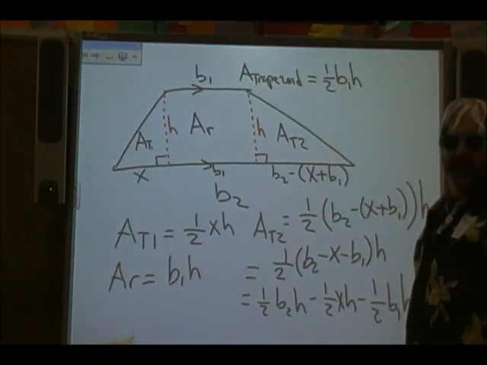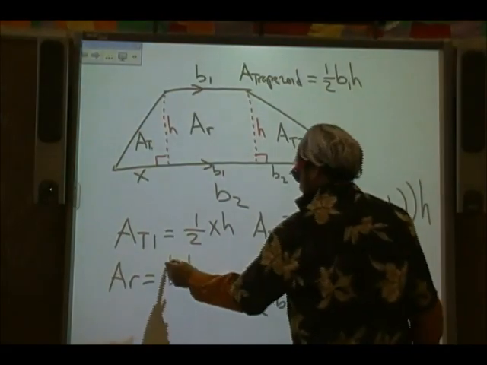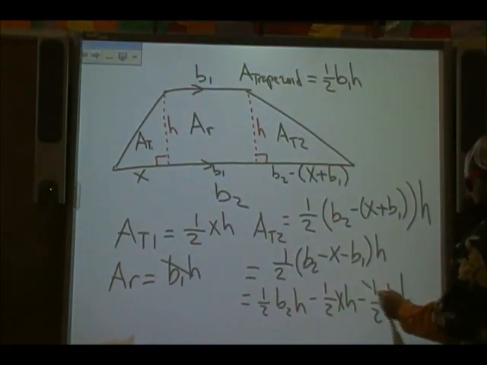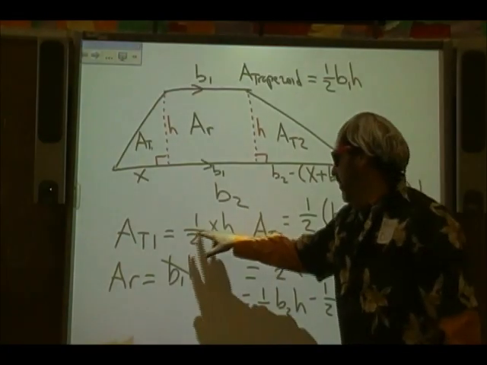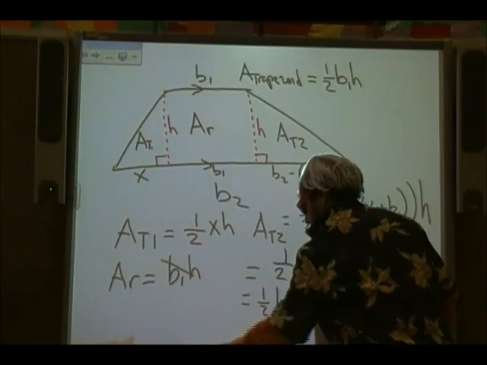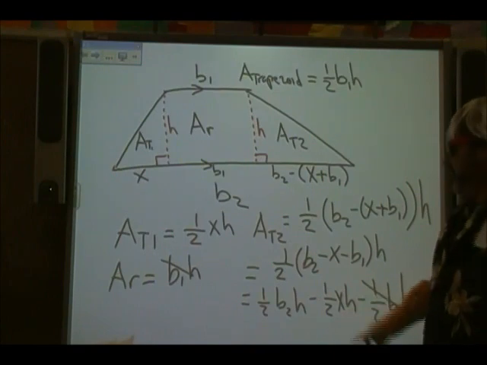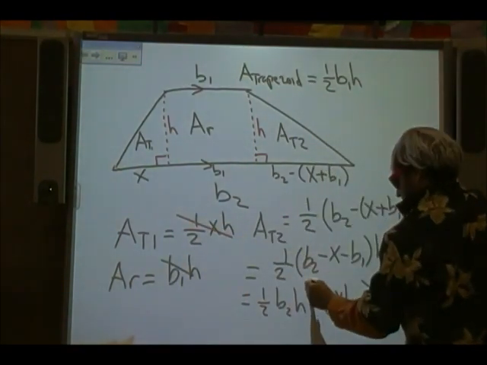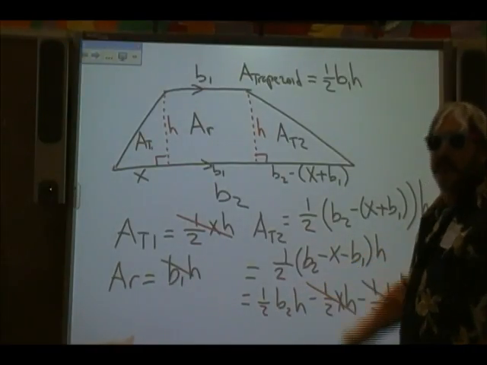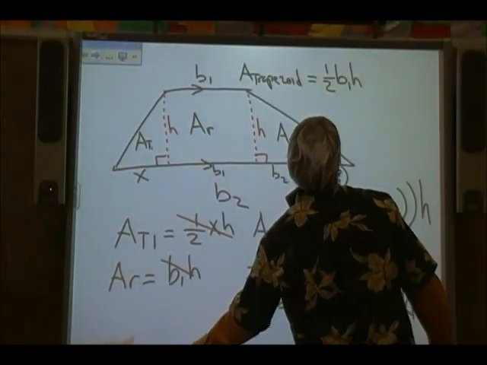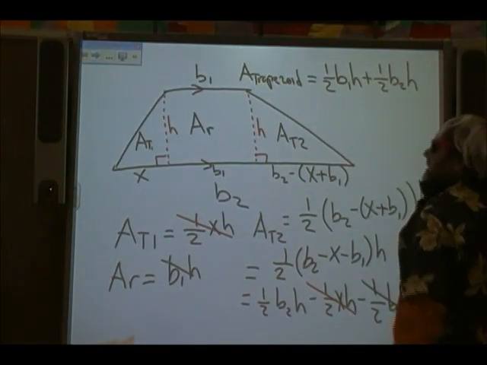So it's B1H. Now, we've done this with this. So those are done. Now, I have a 1/2 XH and a negative 1/2 XH. These cancel. So these are gone. And what I am left with is 1/2 B2H. So I'm left with 1/2 B2H.